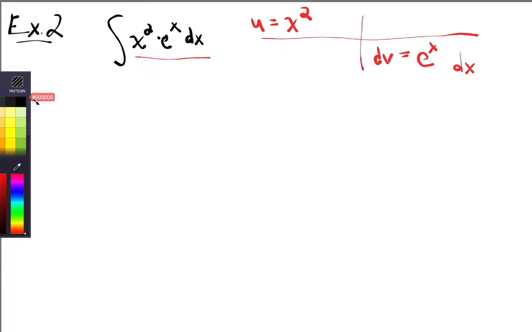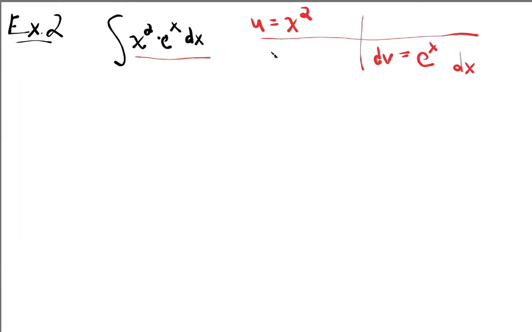Then we take our derivative and antiderivative. So du would be 2x dx. And again, I'm getting that by saying du dx is 2x, and then I just bring the dx to the other side. But you can do that in one step. And then here, my integral or antiderivative of e to the x is simply e to the x. And that's all. It's just itself.